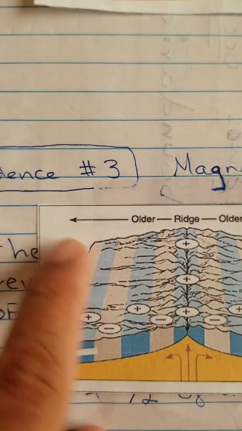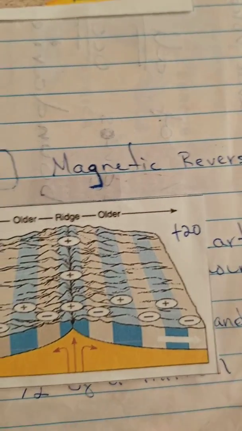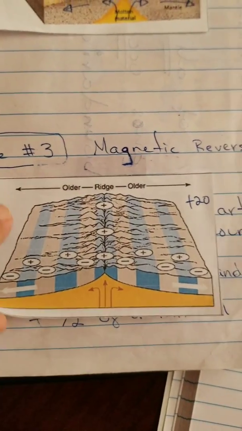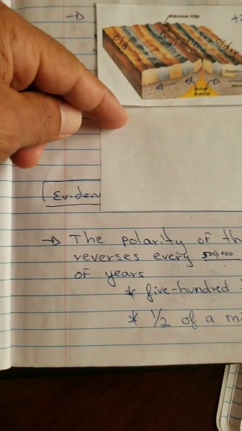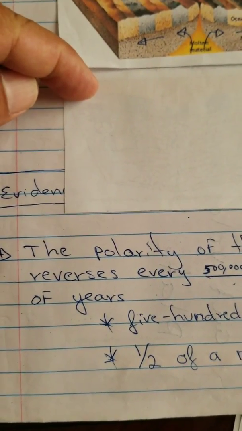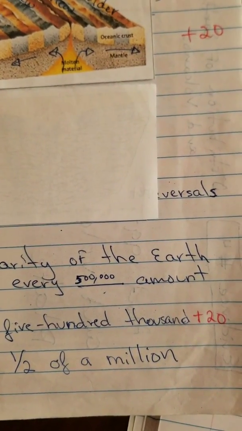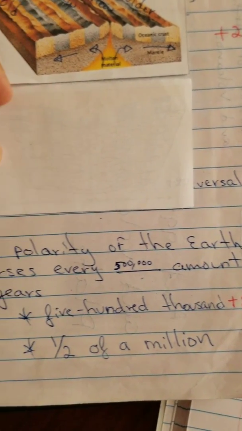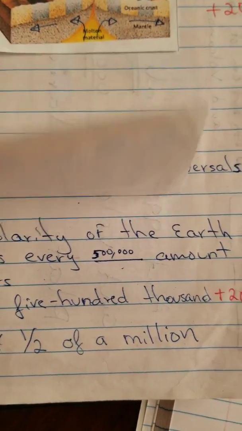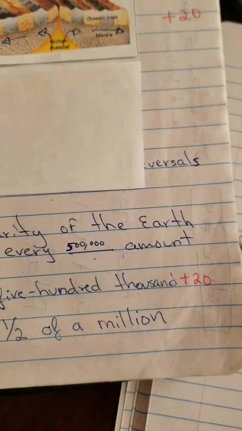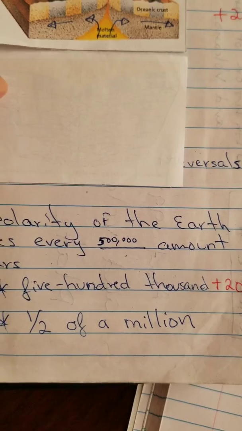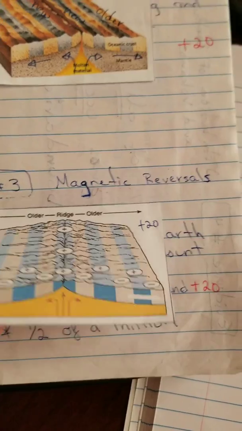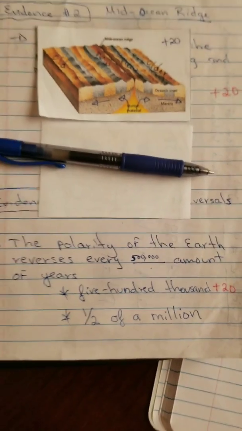This is the older material as you move away from the ridge, and those are the magnetic reversals that switch every so often. According to our note here, it says that the polarity of the earth is going to be reversing every 500,000 years. Yes, every half a million. Sorry, that will be every half a million years. 500,000. Any questions? Let's see if I can hold this. There you go.